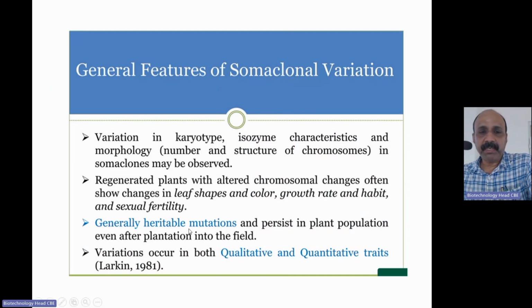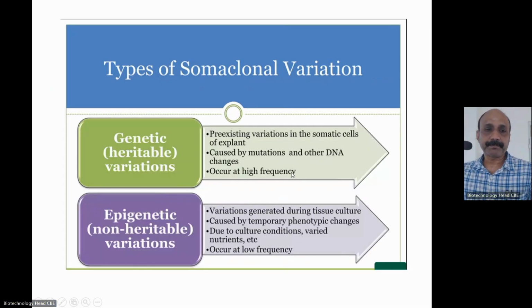These should be heritable mutations to be used as a variety, right? If it is not heritable, then we cannot use it further as a variety. So these should be heritable mutations, and they should persist in the plant population even after planting into the field. These variations can be both qualitative and quantitative traits. For any of those traits, we can select such somaclonal variation.